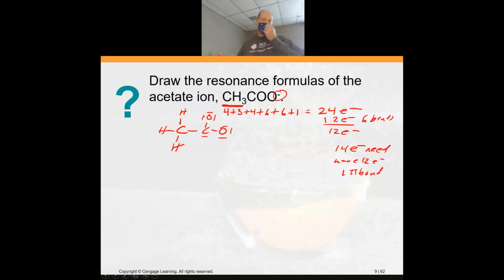All right. So when you're adding your pi bond, you're going to add it to here or here. And that's when you have resonance. When you have a choice of here or here, 2 different spots, then you have 2 Lewis structures. When you have 2 or more Lewis structures of the same compound, that's what they are called resonance structures.